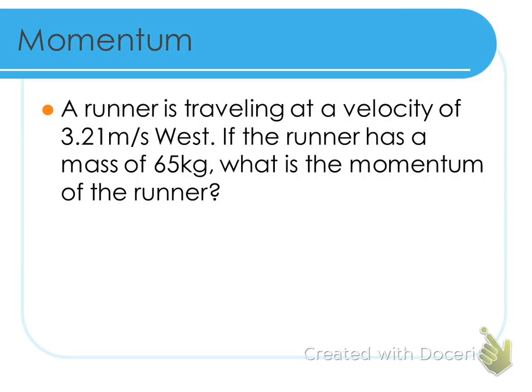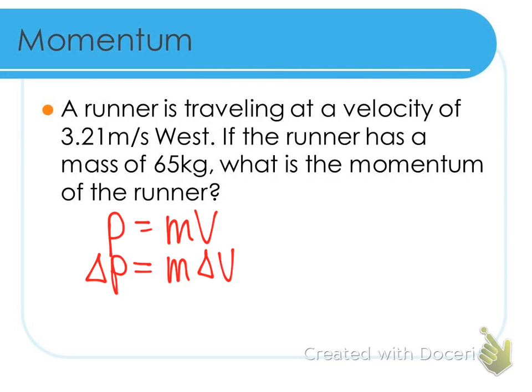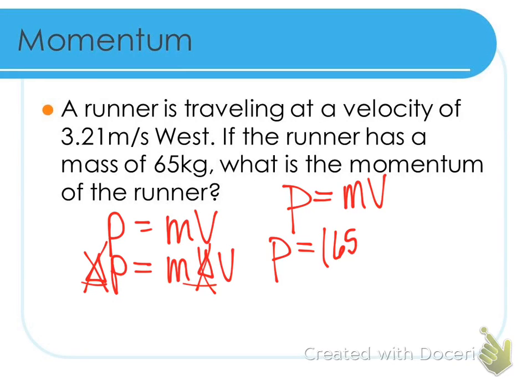So our momentum is using the equation P equals mass times velocity. We don't have to include the delta if we're not looking at a change in here. We can drop the delta because we don't have a final and initial velocity or a final and initial momentum. We're just looking at momentum itself. So P, which is momentum, we're going to take mass, which is 65 kilograms. Don't need to do any conversions there.